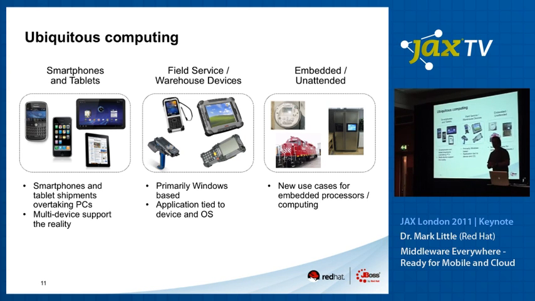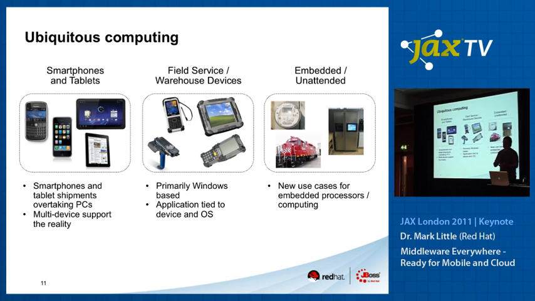So I mentioned ubiquitous computing a few times. I just want to put up a graphic to try and illustrate the type of devices that I've been mentioning. We've obviously got, on the one hand, the smartphones and tablets, which we all know and love, and which many, many people here in this room have got. Then we've got things which you can categorize as field service devices, warehouse devices. So these are devices that somebody who is cataloging a warehouse for the number of books they've got in it, or the number of other stock items they would use.